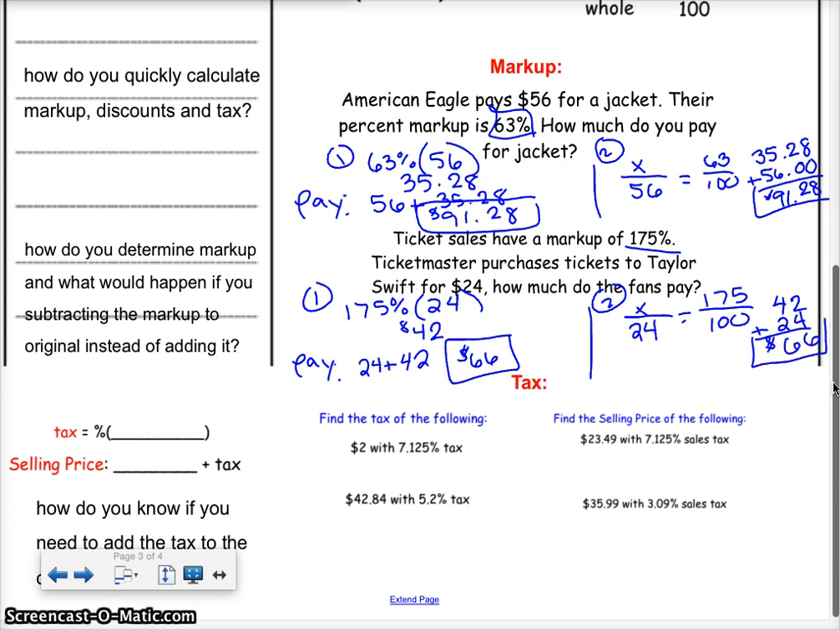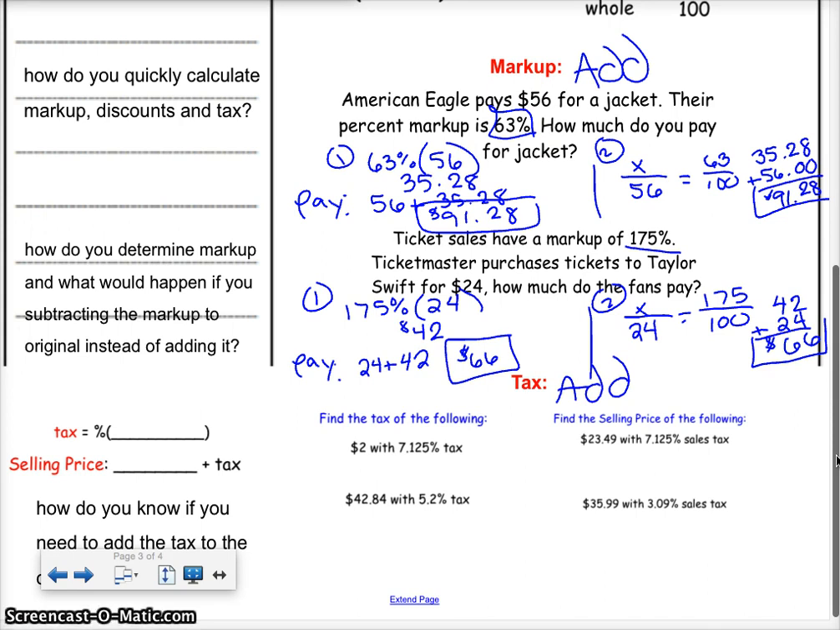So, two different strategies. In last hour, I saw kids use both. Some of you like proportions, some of you just want to times them. Whatever works best for you. Okay? Don't forget though, markup, you have to add. Markup, you add. You increase the initial amount. Okay? Tax is also something you add. You have to add your tax.